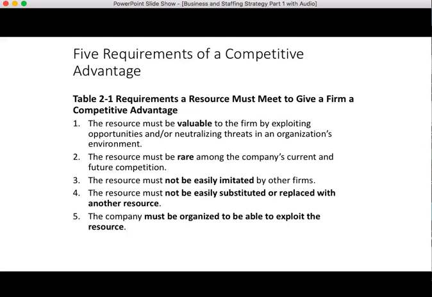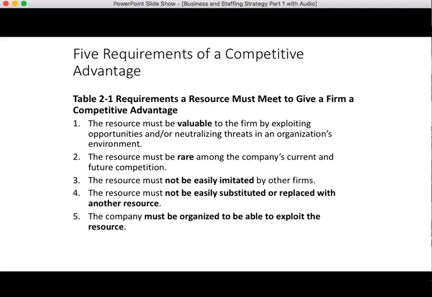So in order for a resource, whether that's a financial resource or a human capital resource or even a technological resource, in order for a resource to help the firm attain a competitive advantage, it needs 5 criteria. Number 1, the resource should be valuable to the firm because it enables them to exploit opportunities and neutralize threats. So whether this is technology or humans or what have you, the resource has to be able to take advantage of opportunities and neutralize threats.